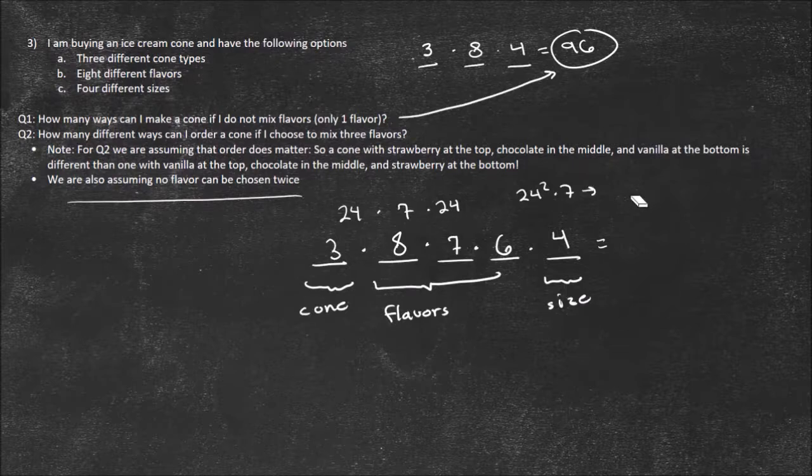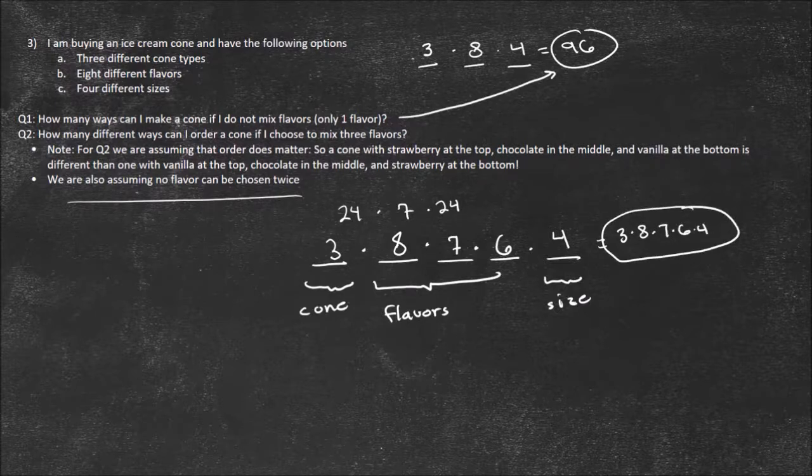I know 24 squared, but I don't want to risk getting it wrong here. Let's just leave it as 3 times 8 times 7 times 6 times 4. Just plug that into your calculator. That's the number of ways that you could do this.